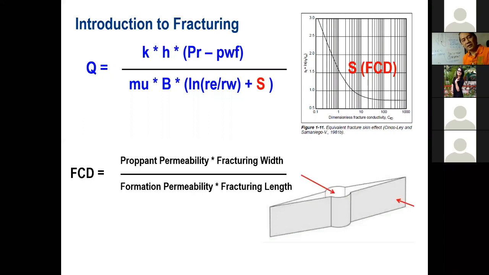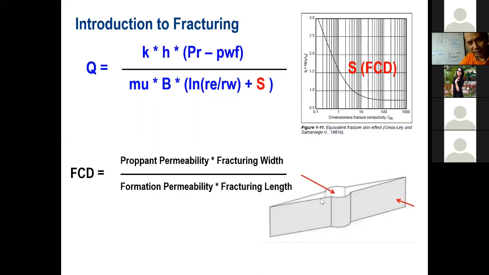Now, what is FCD here? FCD is dimensionless fracture conductivity, and this is the equation of it. We have proppant permeability times fracturing width. Proppant permeability is the permeability of the sands that we are pumping to fill up the crack that we created down there, multiplied by the frac width, and divided by formation permeability times fracturing length.